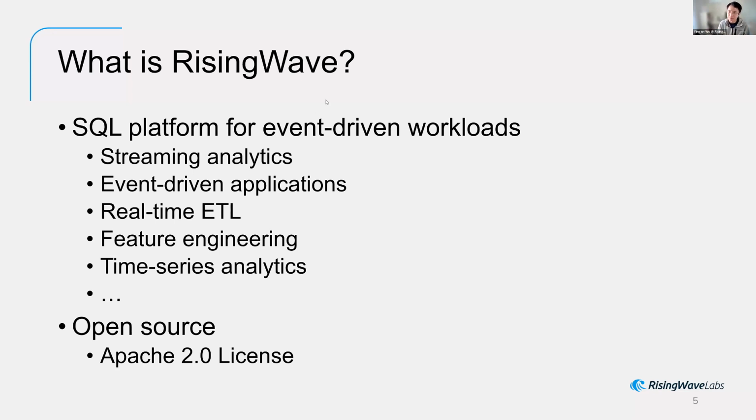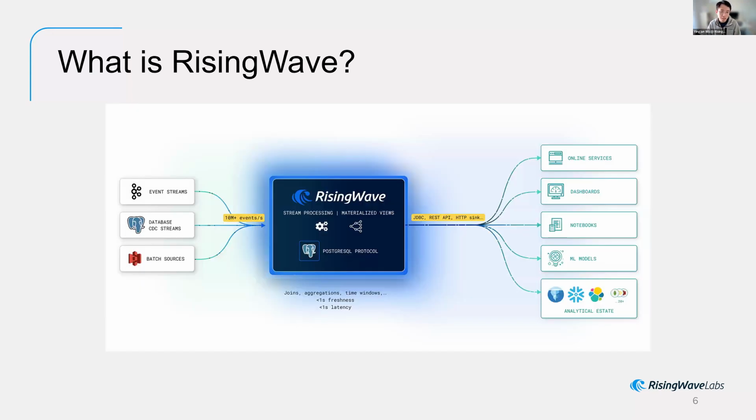And for real-time ETL, people are more familiar with that term. That's basically data enrichment: you get data from different sources, do joins, and then send the data into downstream systems. And there are many others that I won't mention here. RisingWave is an open source system, released under the Apache 2.0 license.